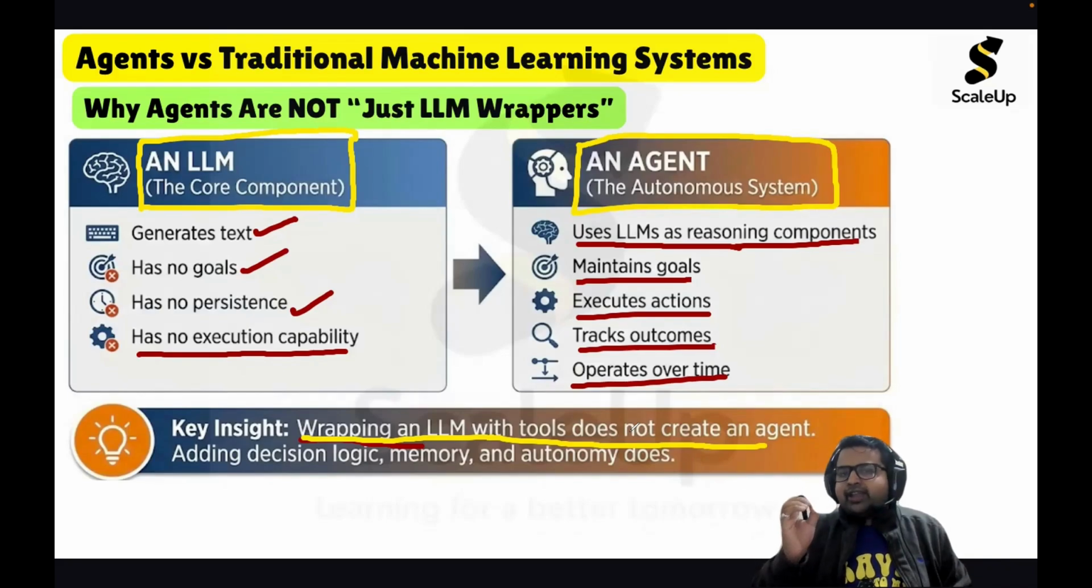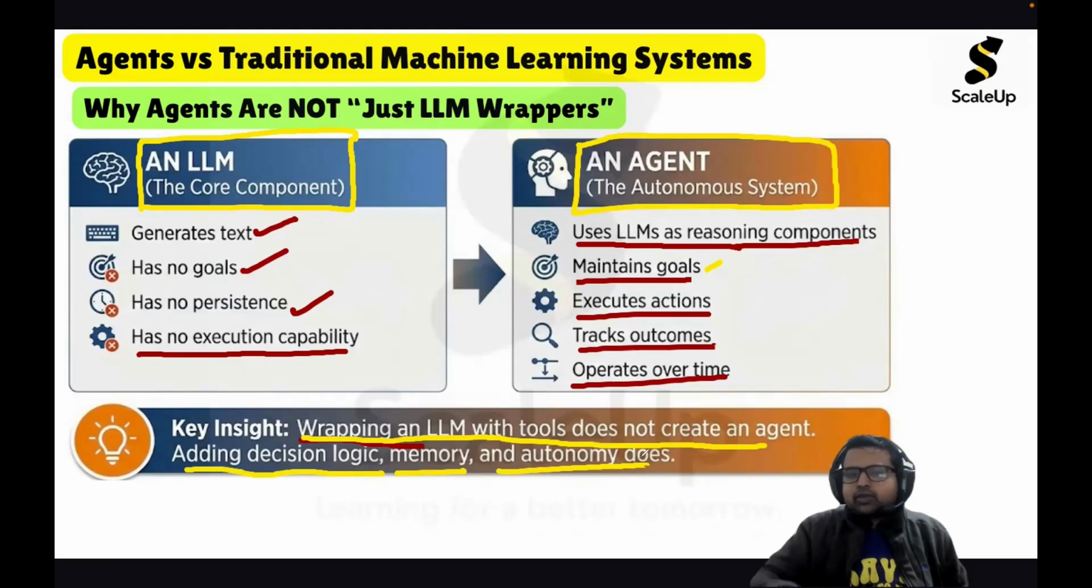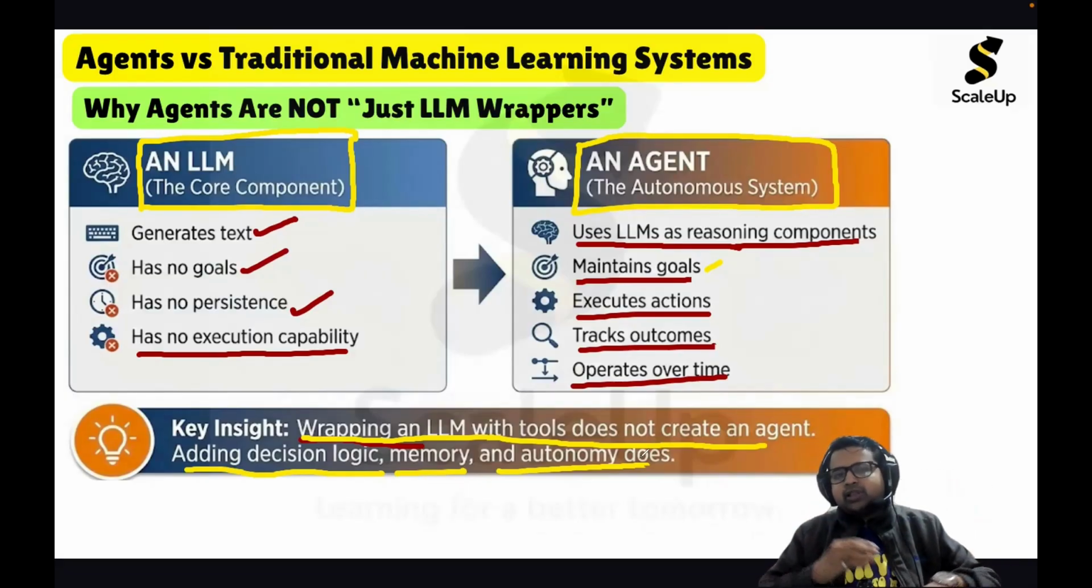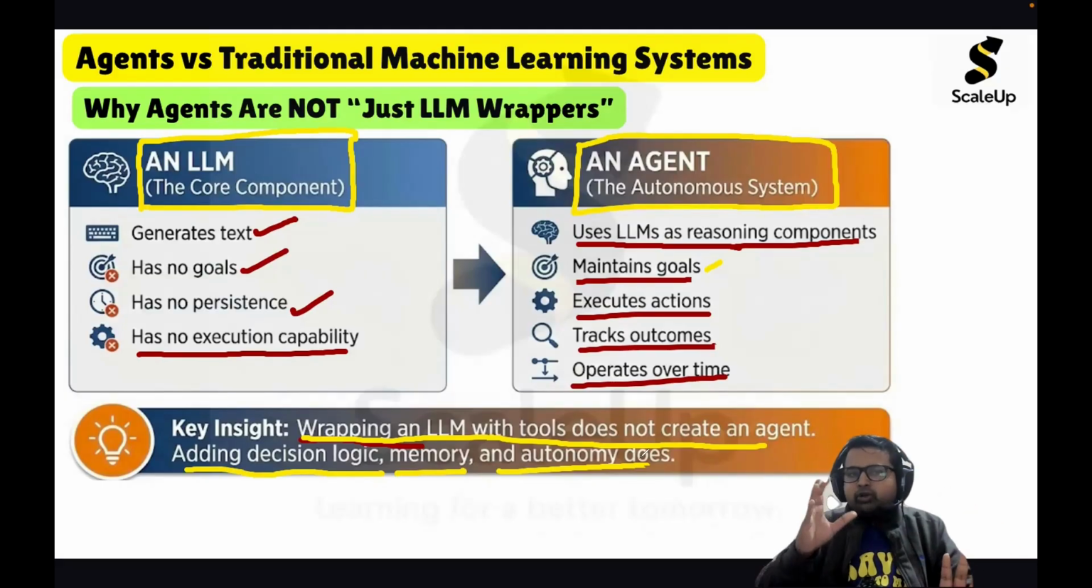For a true AI agent, we should have a goal. Goal is the most important thing. Adding decision logic, memory, and autonomy will create an agent. The LLM is the most important component of an agent. It is a reasoning component. And apart from the LLM, we should also have a goal, some decision logic, state, memory, which plays a very important role, and autonomy. Autonomy means there should be a framework wherein the agent on its own will decide the strategy to solve the problem, to reach the goal. So that autonomy is very important.